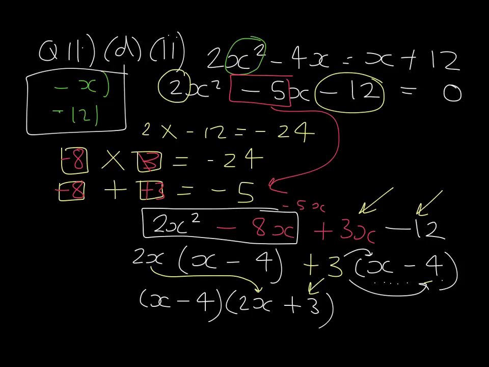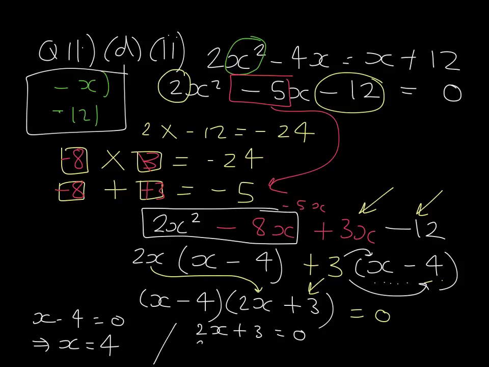Now we aren't actually completely finished with this, because this was in fact an equation which was equal to 0, so we actually have to take each bracket in turn, make it equal to 0, so x take 4 equals 0, which then gives us x equals 4 as one possible answer, and then the second bracket, 2x plus 3 equals 0, which gives us 2x equals minus 3, which then gives us x equals minus 3 over 2, or negative 1.5.